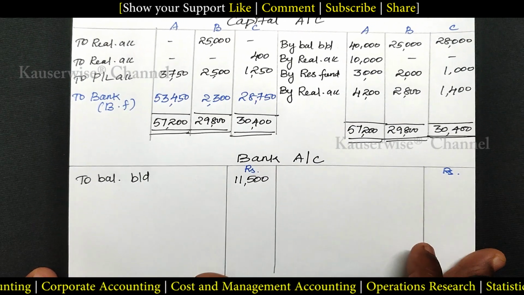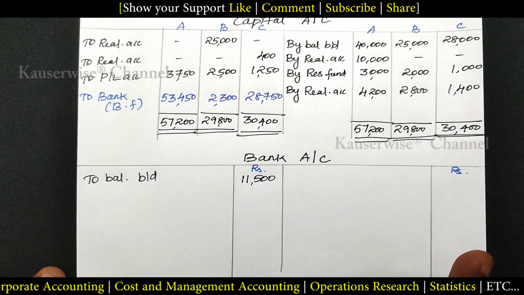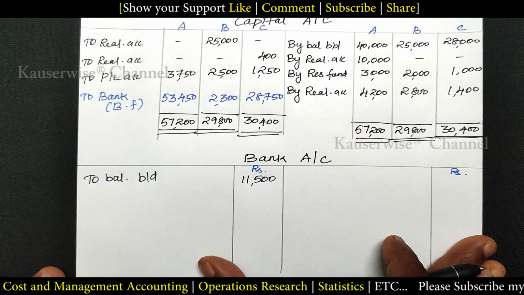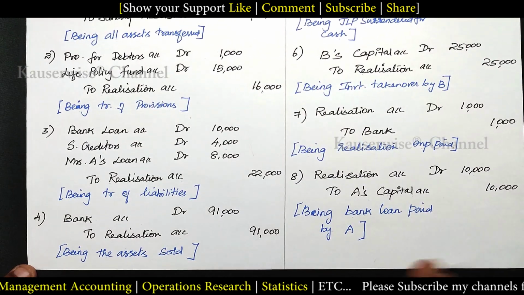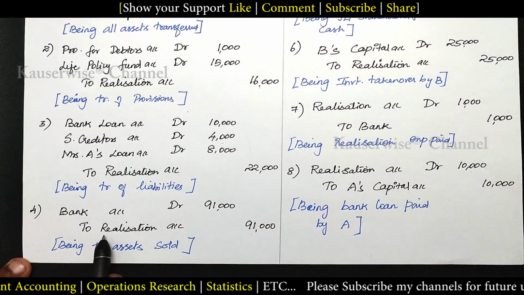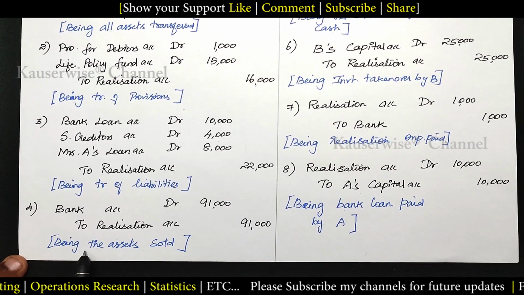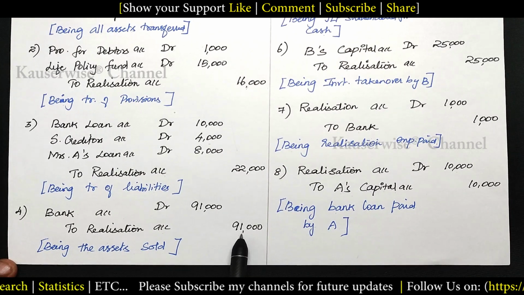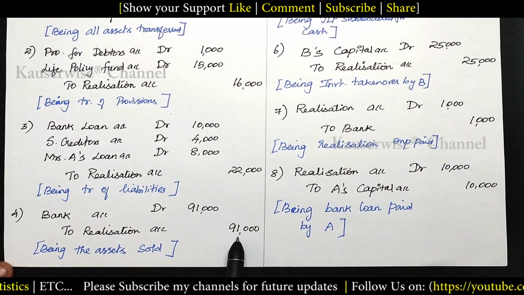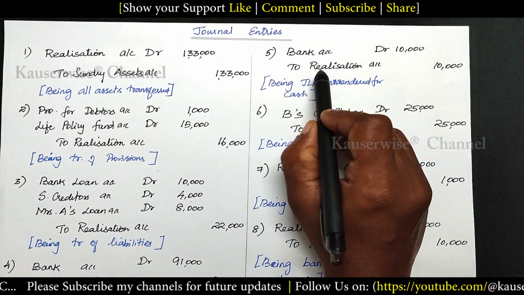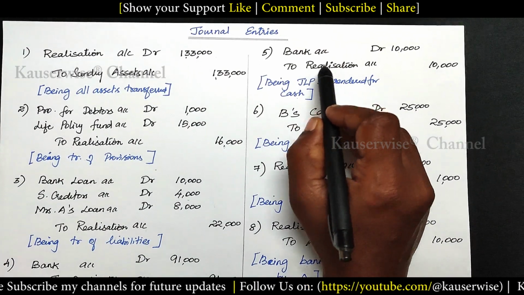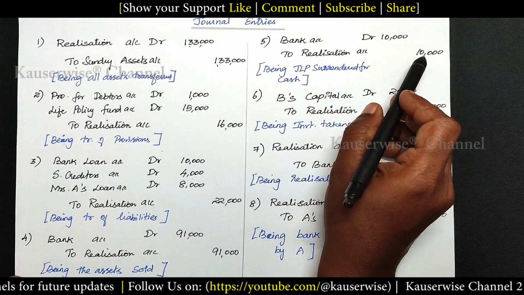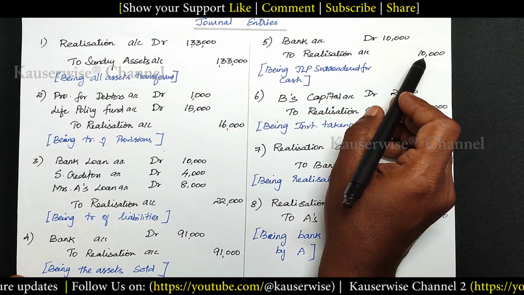Now see the journal entries and find out all the bank transactions and post them into the bank account. See the journal entries. The fourth one, bank to realization account. This is the entry for sale of assets for cash. So enter this amount under the debit side of the bank account. The next one, bank to realization. This is also realization of cash for surrender of the joint life policy. So this amount you have to enter under the debit side of the bank account.